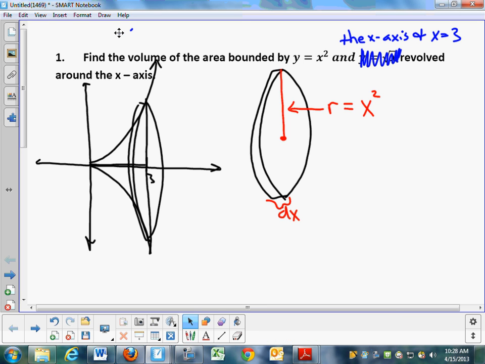If I were to take, watch again, I'll use a blue marker. If I were to start here and cut off a section in the middle of this, say a section right here, you could see that the radius of that disk that I just cut off is the same as the height of the function, which is f of x, or x squared. Okay? So, we go to work.